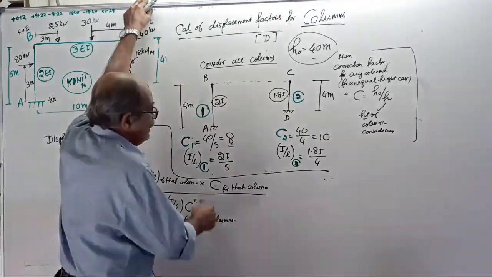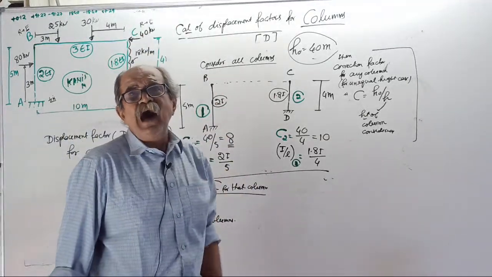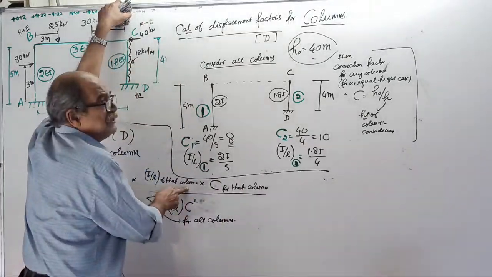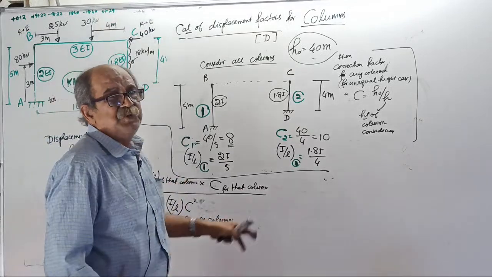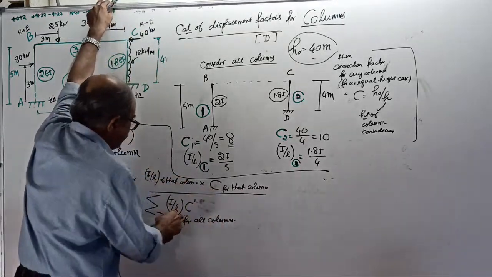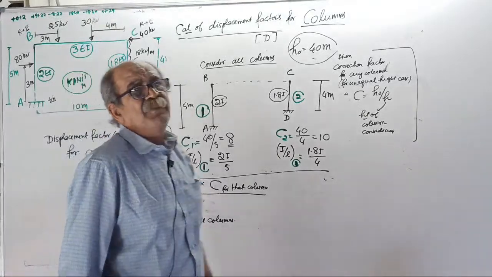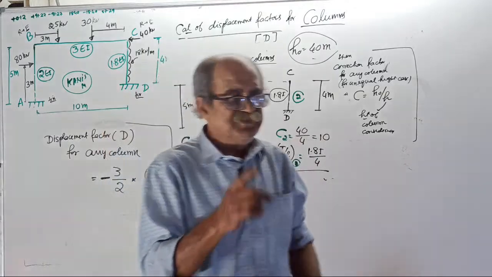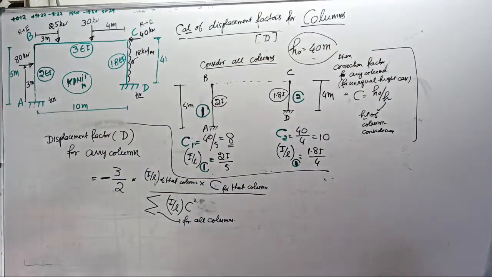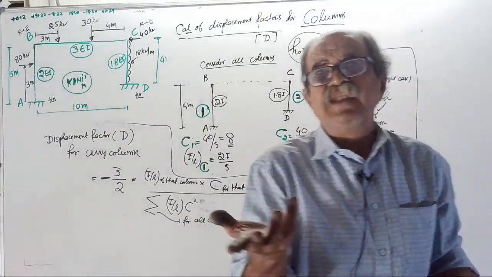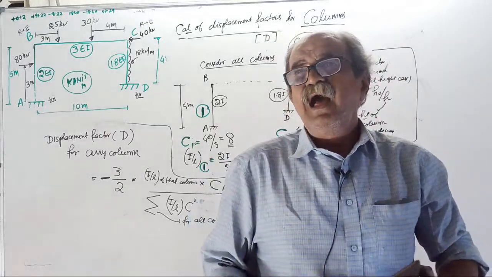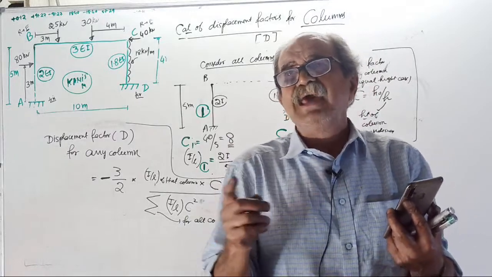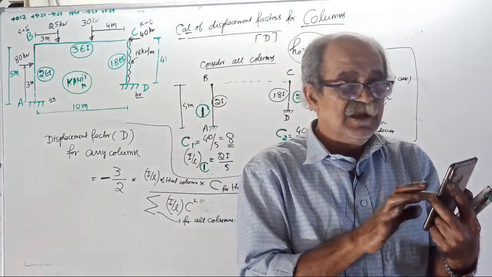Now tell me, in case columns are of equal height, what will happen? This formula will simply become what? Then there is no correction factor. It will become I by L for the column divided by sigma I by L for all the columns. Clear? If the columns are of equal height, the correction factor is not there, the formula will become I by L of that column divided by the sum of I by L of all the columns. Clear? Into 3 by 2.